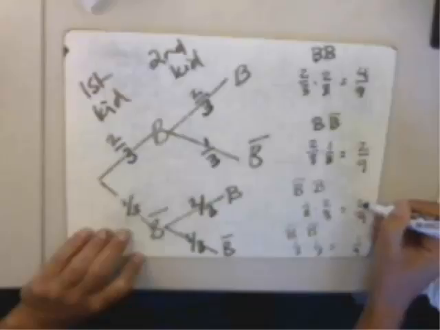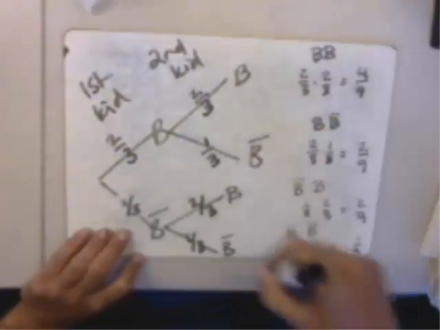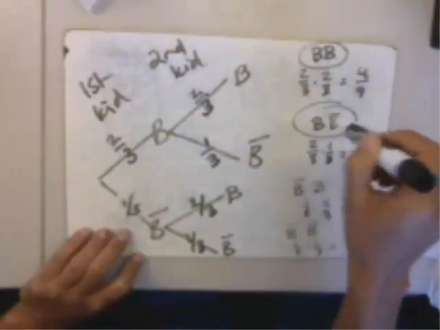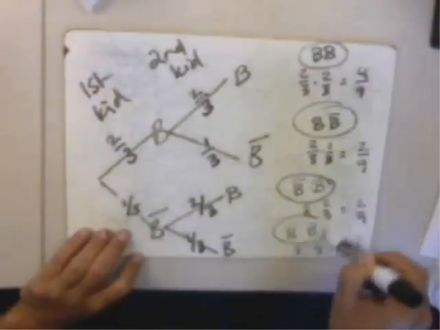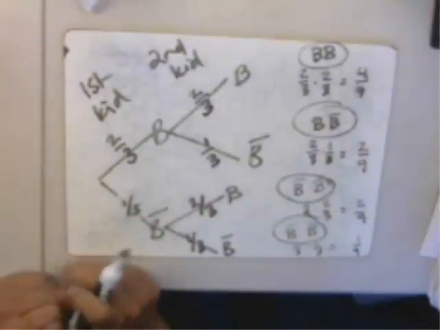And if you notice, we have 4 plus 2 is 6 plus 2 is 8 plus 1 is 9. So we have 9/9, or a probability of 1 to either have 2 boys, a boy and then a girl, then a boy, or girl, girl. All right, and we were calling these not boy, not boy.